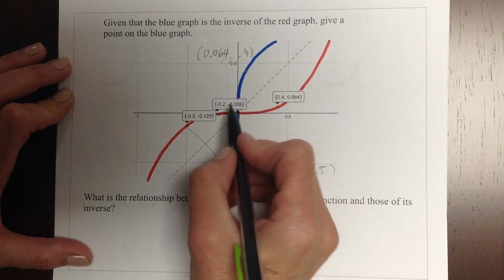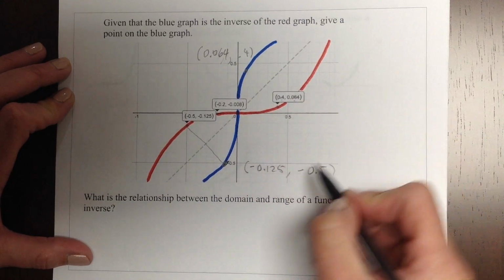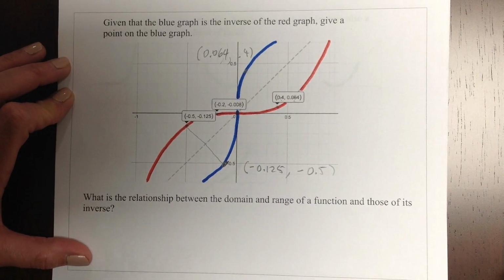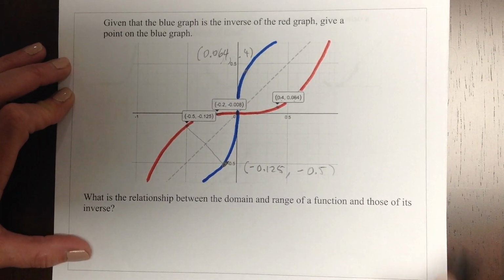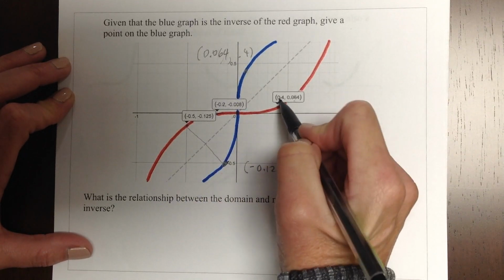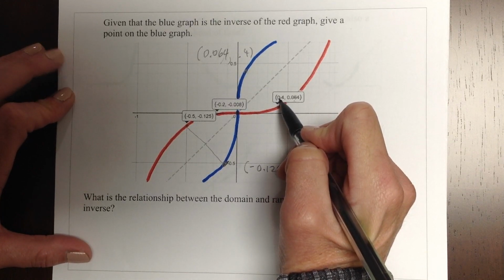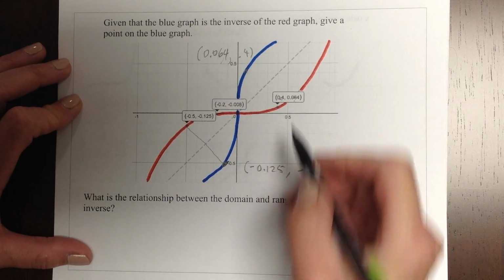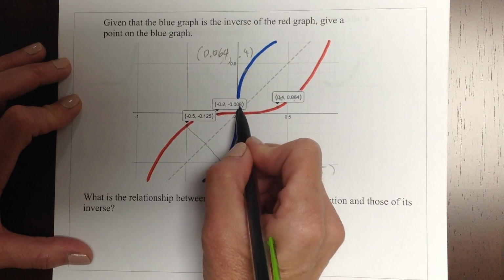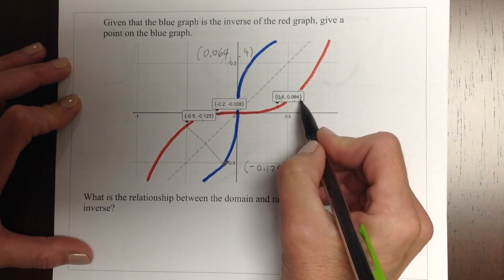Okay, so if the point (a, b) is on the graph of a function, then the point (b, a), so switch the x and the y, is a point on the graph of the inverse. So basically, all the x's in the function become the y's in the inverse. And vice versa, the y's in the function become the x's in the inverse.